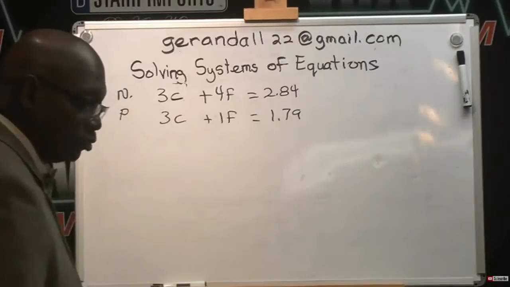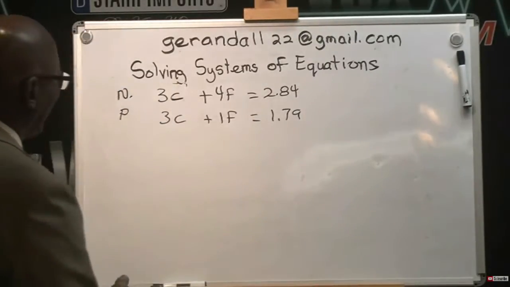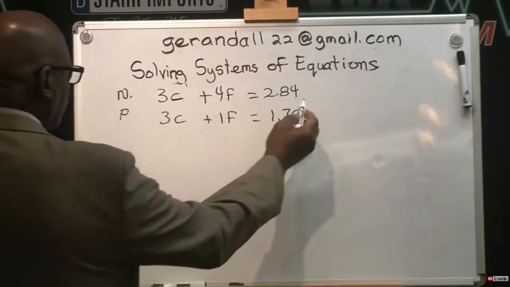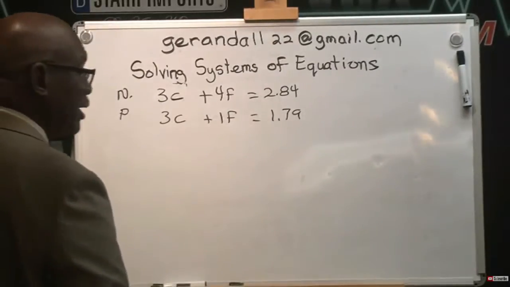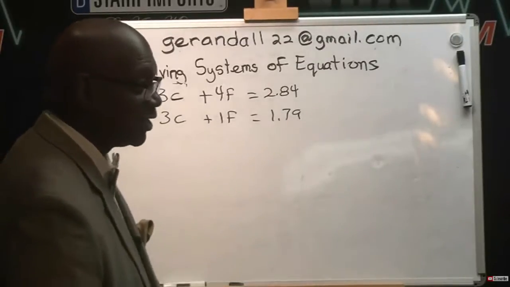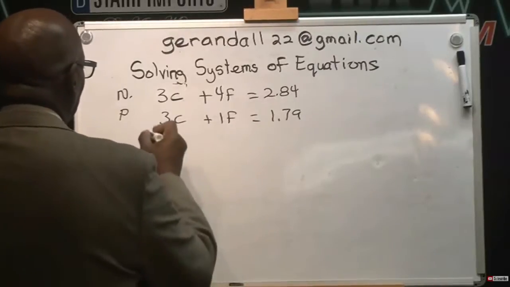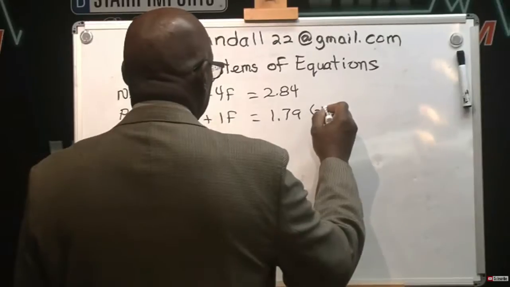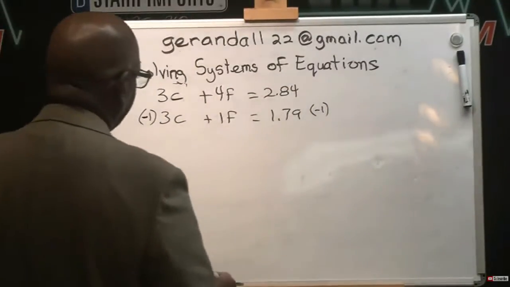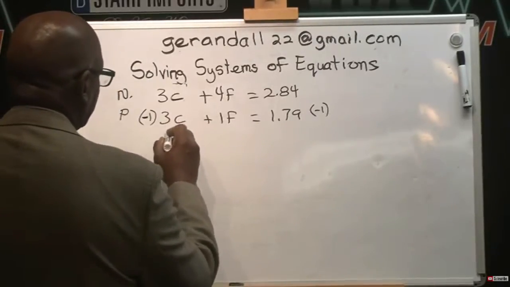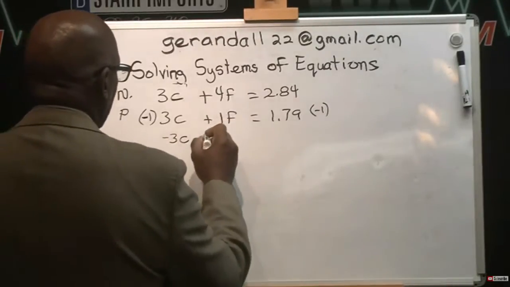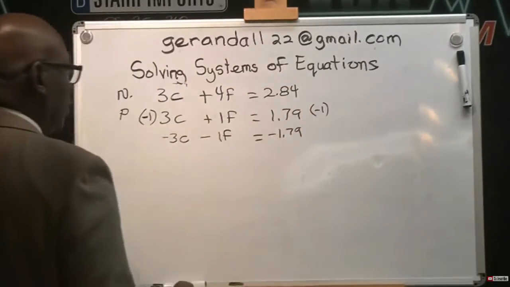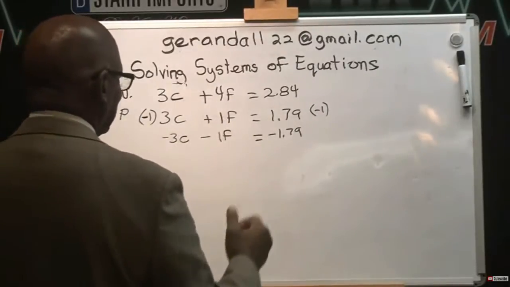Now, we're going to use, again, elimination. And right now, looking at these 2 equations, there's nothing that we can eliminate. However, in mathematics, you always say, whatever you do to one side of the equation, you can do to the other. For example, we can multiply this bottom equation by a -1. And what happens with that is -1 times 3c, so -3c, minus 1f equals minus $1.79. Now, we don't have negative money, but for this purpose, it didn't change the value.